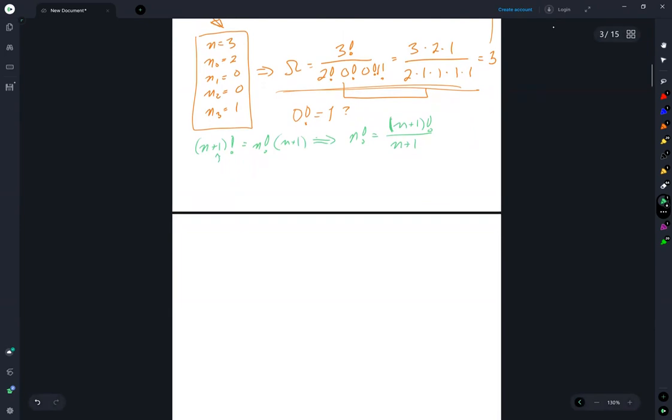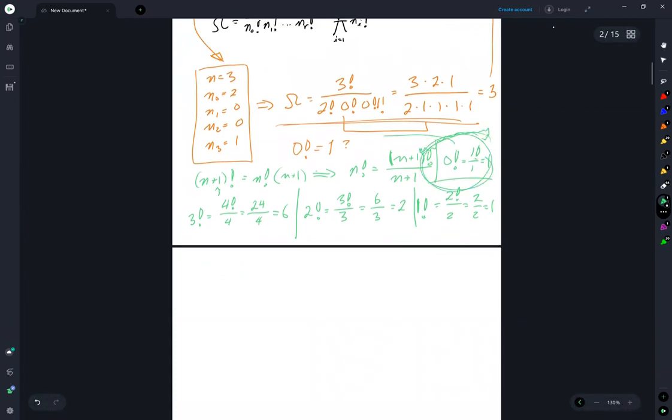So for example, if we had 3 factorial, that would be 4 factorial over 4, which is 24 over 4, which is 6. 2 factorial is 3 factorial over 3, which is 6 divided by 3, which is 2. 1 factorial is 2 factorial over 2, which is 2 over 2, equal to 1. And 0 factorial is 1 factorial over 1, which is 1. So this is why 0 factorial is 1 and why we can use it here.